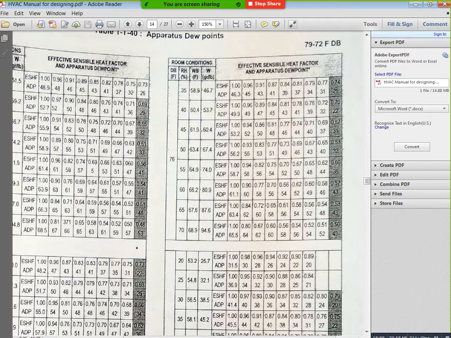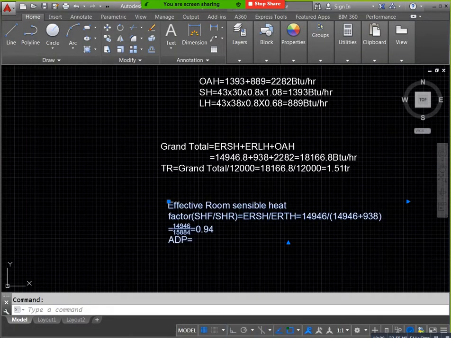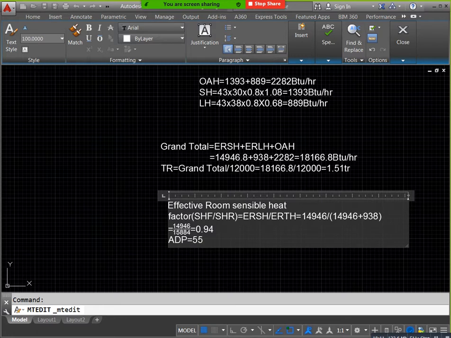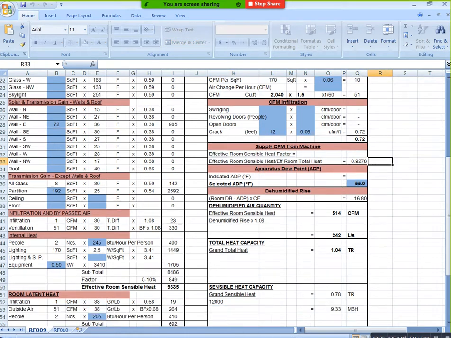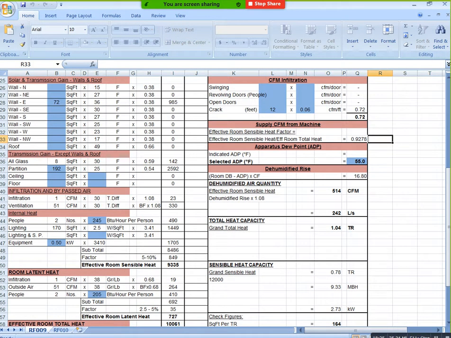After completion of this we need to calculate our dehumidifier rise. How much do we need for the dehumidifier rise here? Just you can see here, we can go for dehumidifier rise. For the dehumidifier rise, we need to use this formula: room dry bulb temperature minus ADP, operative dew point temperature, multiplied by the contact factor. Okay, that is our formula. Now you can calculate dehumidifier rise.